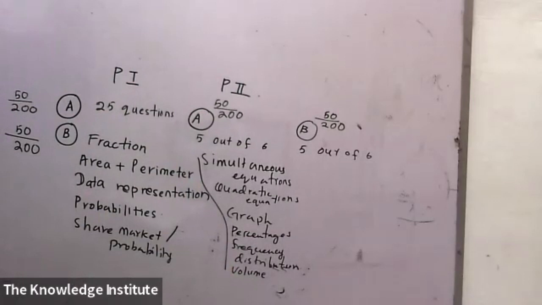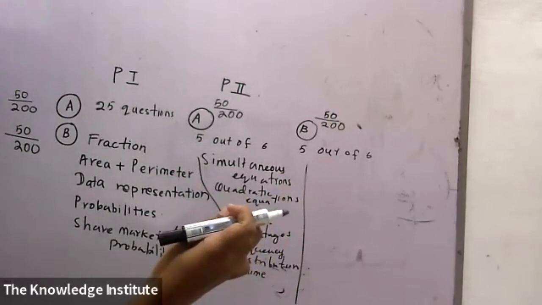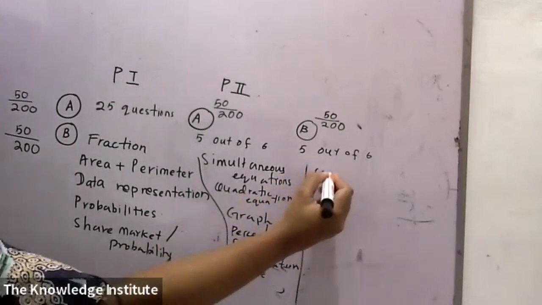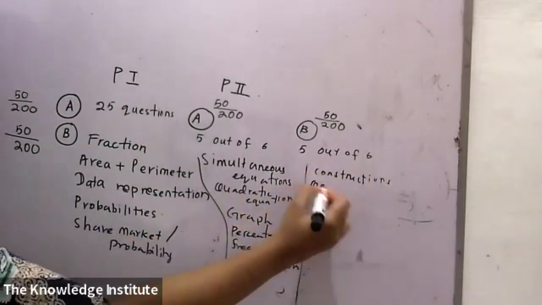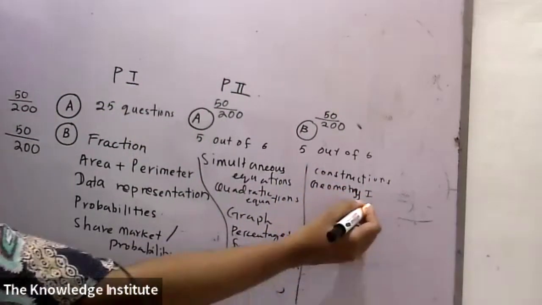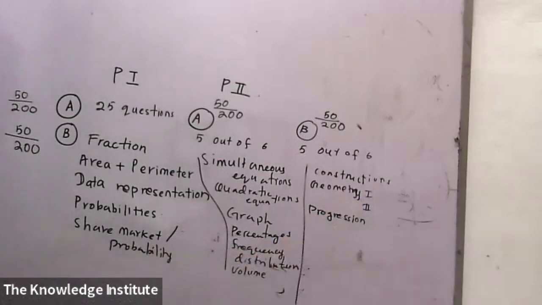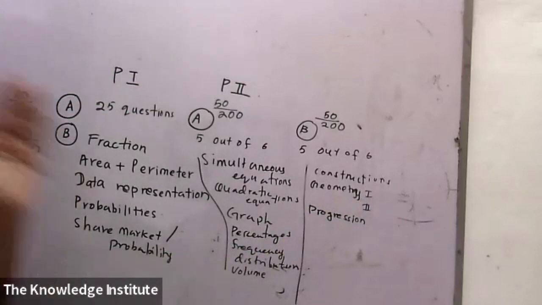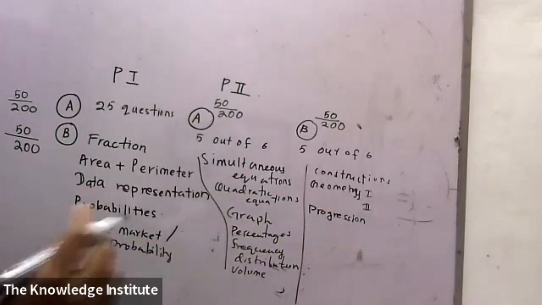Okay. And then here you have constructions. You will get geometry. Geometry means the proving part. You will have 2 questions most probably. And you will definitely have progression. Progression means there are 2 lessons. You have something called arithmetic progression and geometric progression. Arithmetic is in grade 10, geometric progression is in grade 11. So if you know both lessons, it's one of the easiest questions to target.